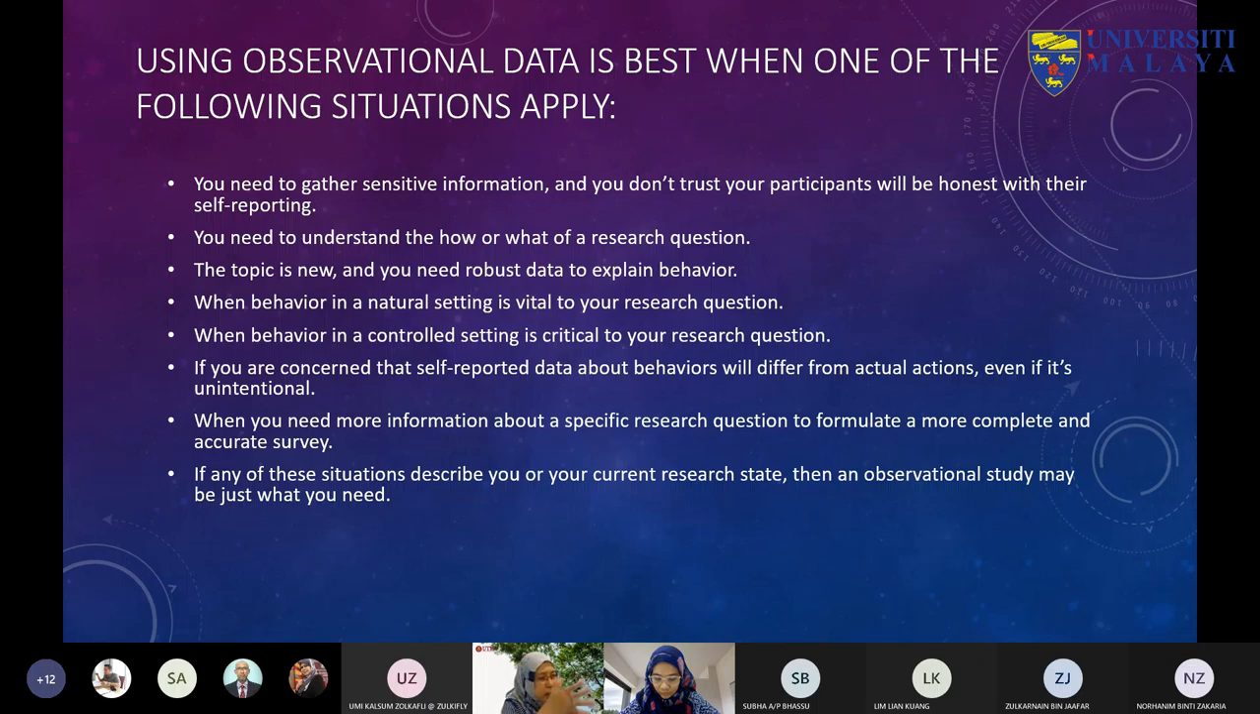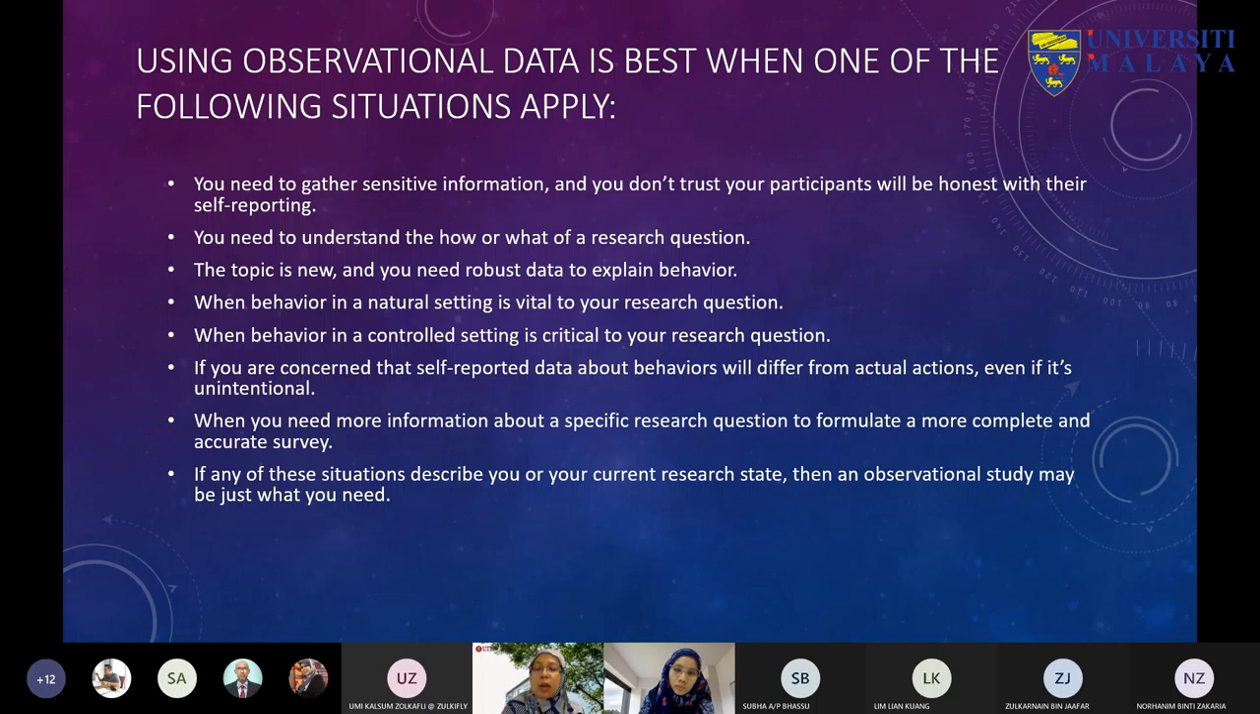Okay, the topic is new. You can also do observation. You really want to look at natural setting, or you can go in a control setting. For example, you put somebody in a sleeping room, you want to observe how many times they move, they wake up or whatsoever, so that is control setting. You can also put some children to play in the playroom, that is control setting.